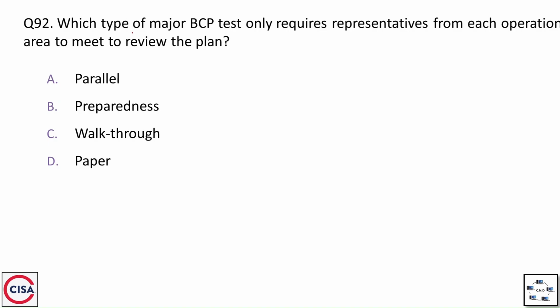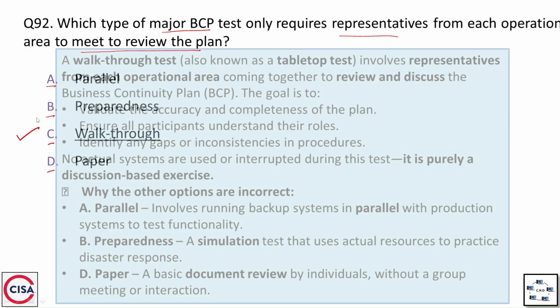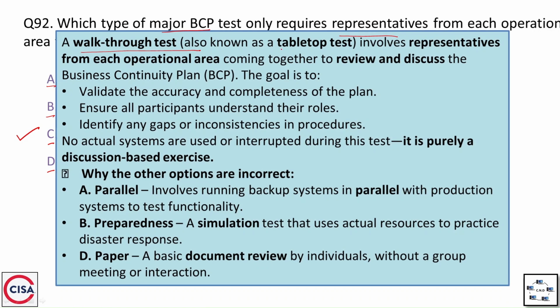Question number 92. What type of a major BCP, business continuity plan test, only requires representatives from each operational area to review the plan? Option A, parallel, option B, preparedness, option C, walkthrough, and option D, paper. And the correct option is option C, walkthrough.